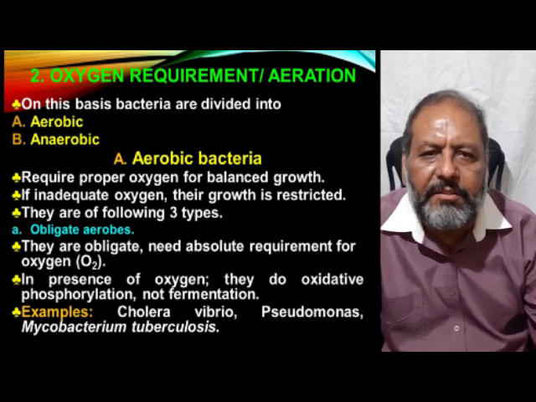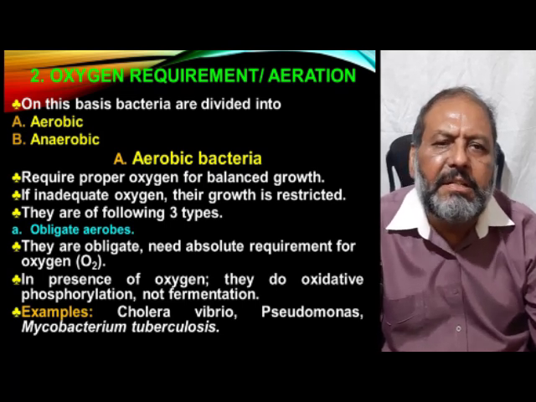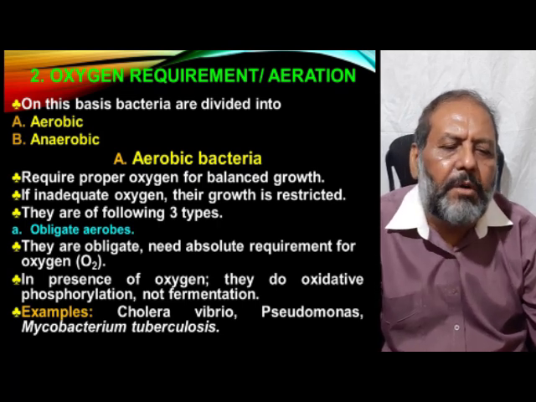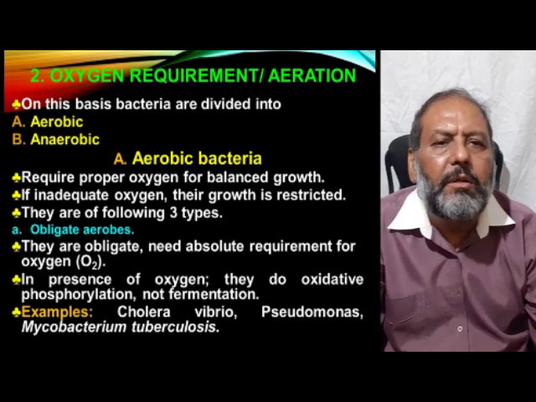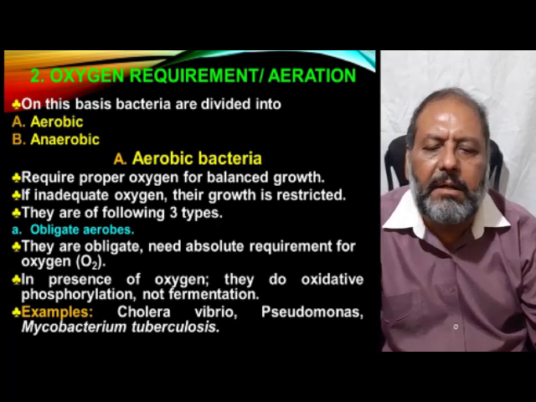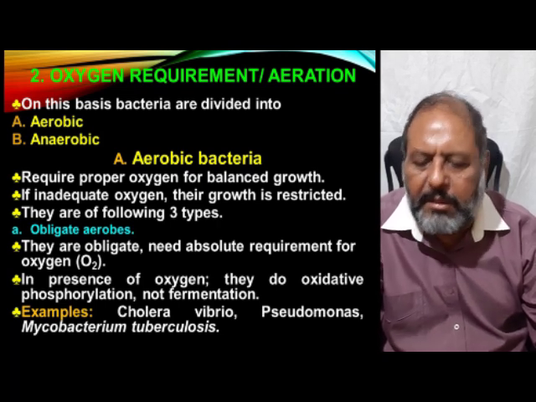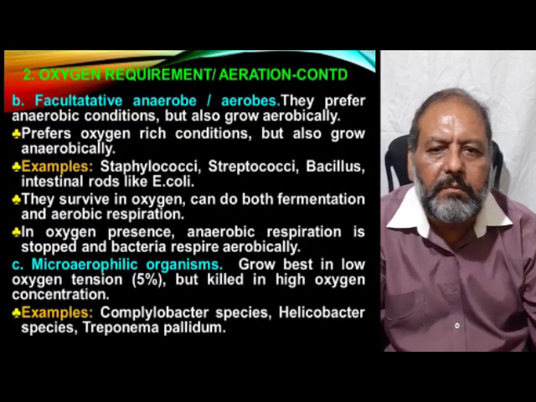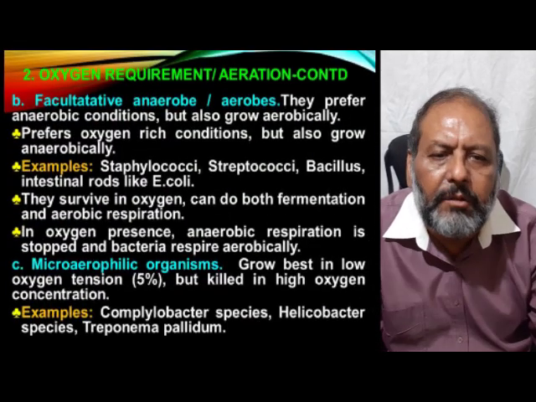Obligate aerobe. As the name obligate suggests, they have an absolute requirement for oxygen. In the presence of oxygen, they do oxidative phosphorylation, not fermentation, for their survival. Examples are Vibrio cholerae, Pseudomonas, Mycobacterium. They need oxygen.